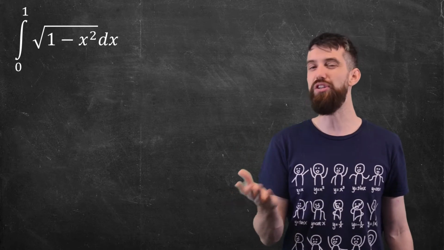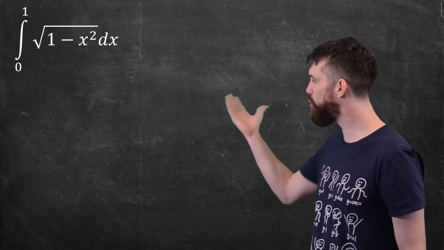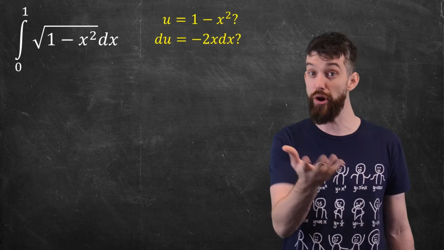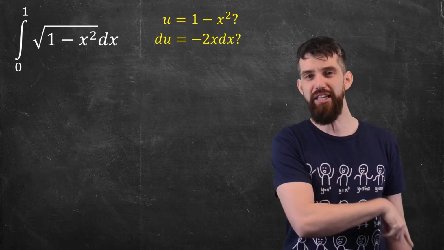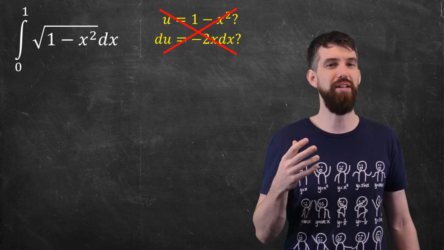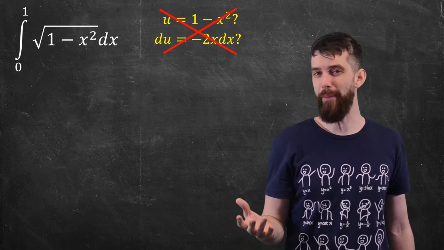You might think we could do a u substitution, like, oh, I don't know, it's a square root of blah. So what if we make that inside, this 1 minus x squared, our u? But then our du is going to pick up an x, and there's no x outside of the square root, so it just doesn't work out. Well, what else can we do?